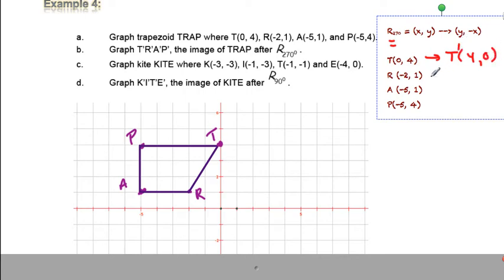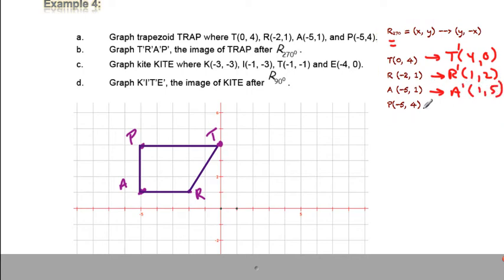That'll be T prime. R prime will be 1, +2, right? Because you got to change the sign there. A prime becomes 1, +5, and P prime becomes 4, 5. All right, so I'm going to graph these. T prime is at 4, 0. We're going to call that T prime. R prime is 1, 2. All right, over 1, up 2.